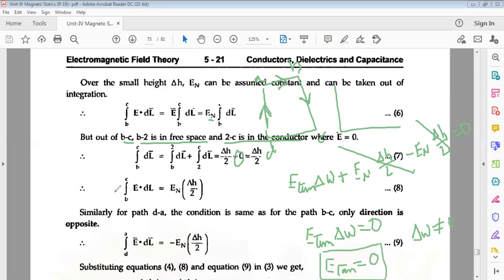This is the first condition. And similarly, the D tan is equal to... what is the relation between E and D? It is mu into... not mu, sorry.